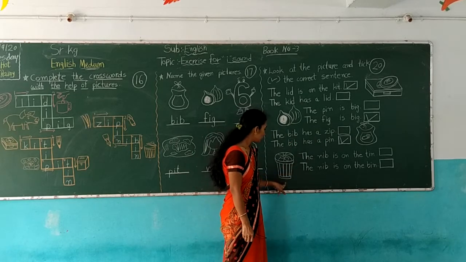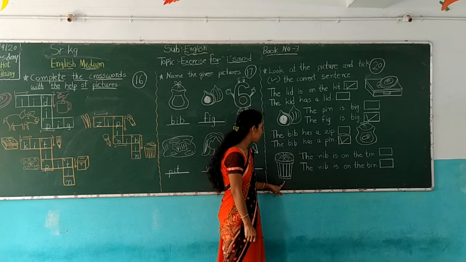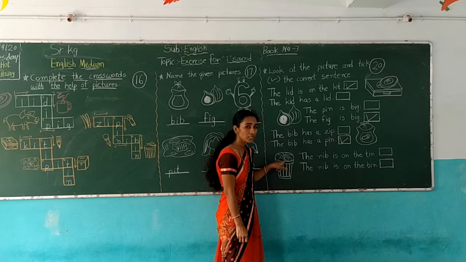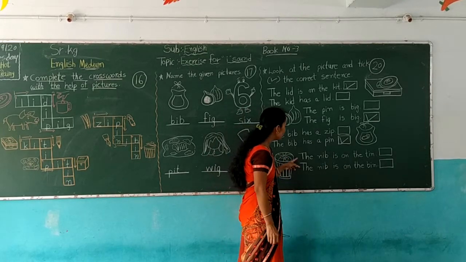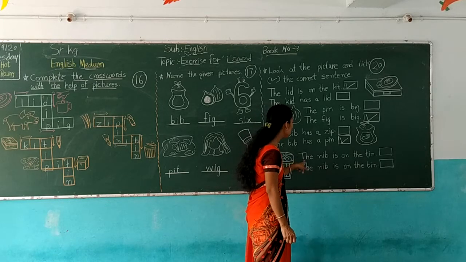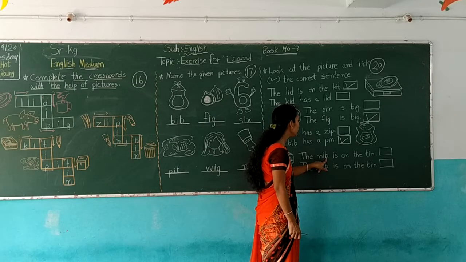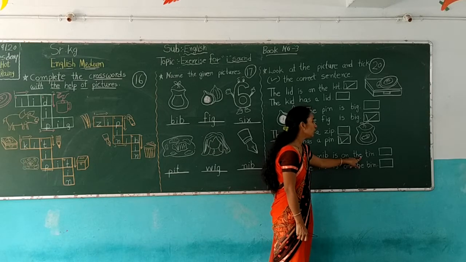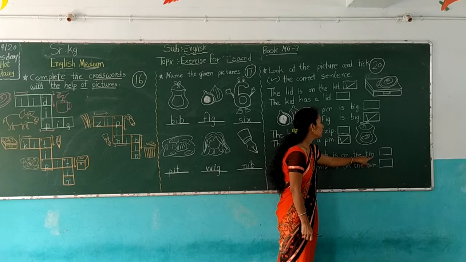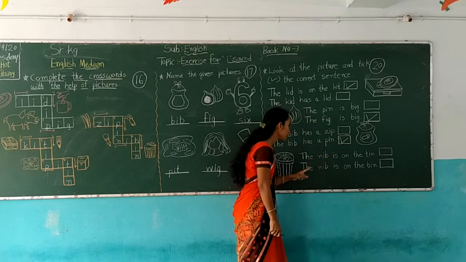And which picture is this? Dustbin. Okay, bin. And here which picture is this? Nib. So we read both these sentences. Okay. T-H-E, the. N-I-B, nib. I-S, is. O-N, on. T-H-E, the. T-I-N, tin. The nib is on the tin.